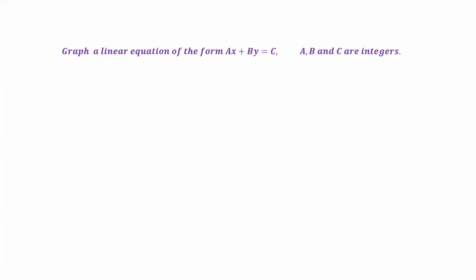Let's say you have to graph a linear equation of the form ax plus by equals c, where a, b, and c are integers. You probably already know that the graph of this equation is a straight line. Moreover, to graph a straight line, you only need 2 points. Sometimes we're asked to find additional points to make sure that our calculations are correct. However, 2 points are necessary and sufficient to graph a line.